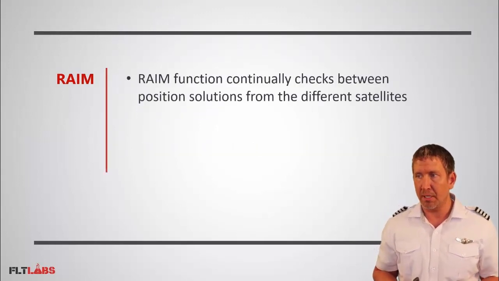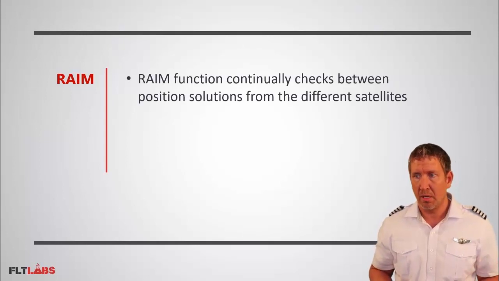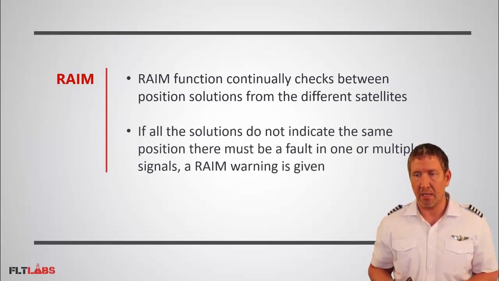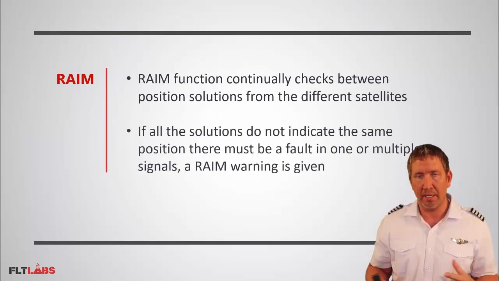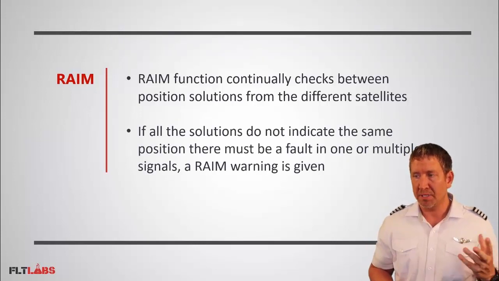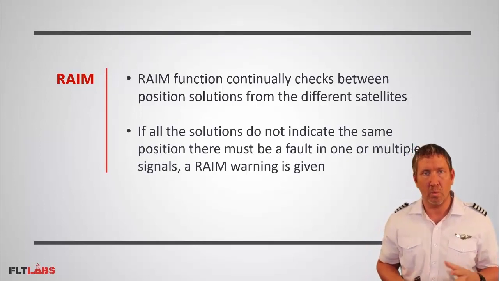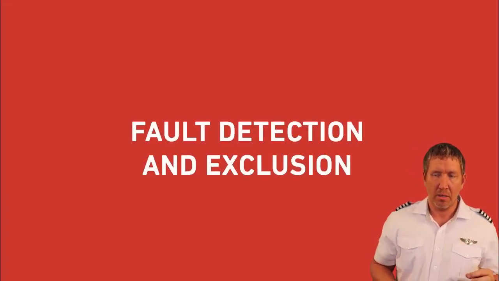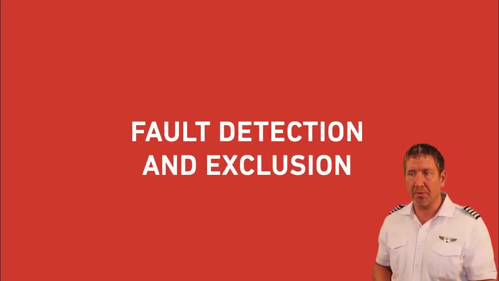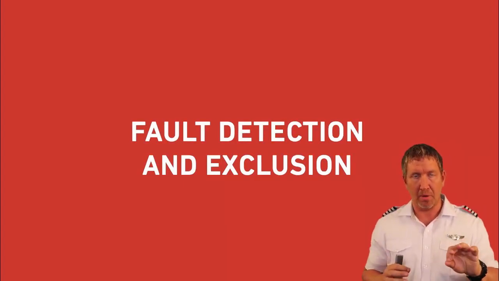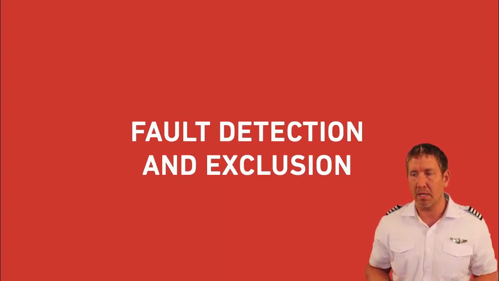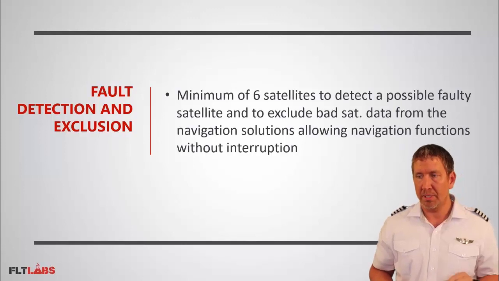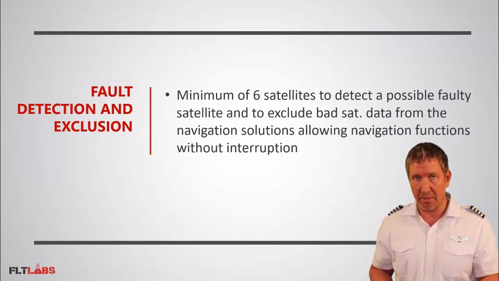The RAIM function continuously checks the position solution for those different satellites. If all the solutions do not indicate the same, there must be a fault and the RAIM warning is given. So then, I kind of already just talked about this. This fault detection and exclusion is that part of the GPS that will separate that signal out for us. So we need a minimum of 6 satellites now.